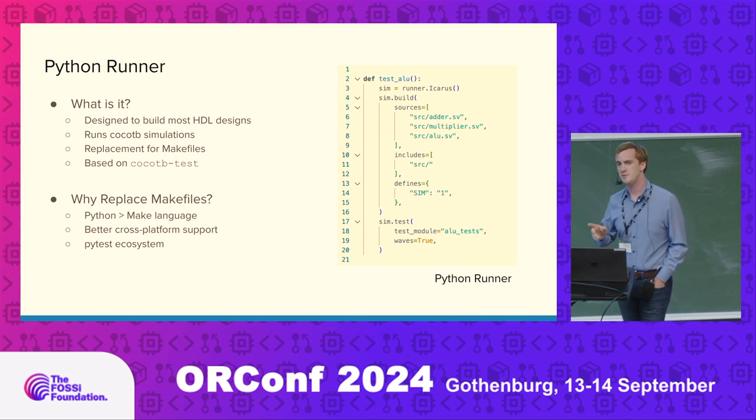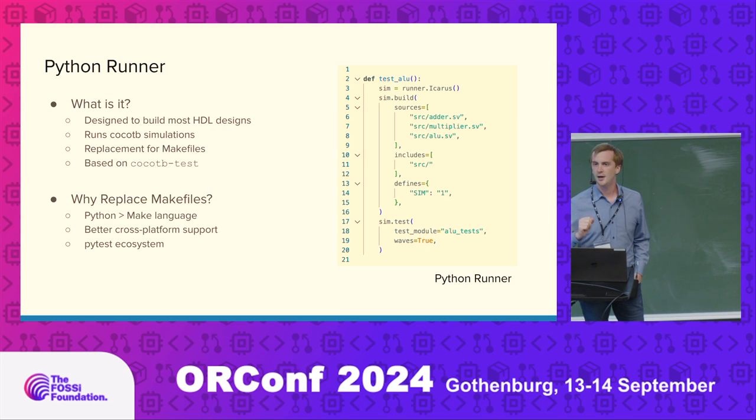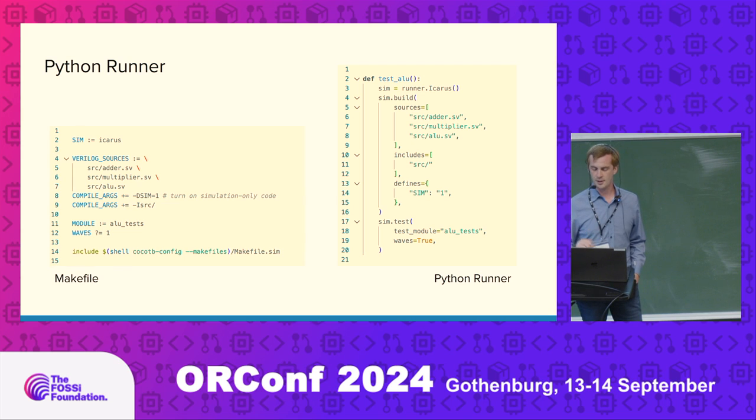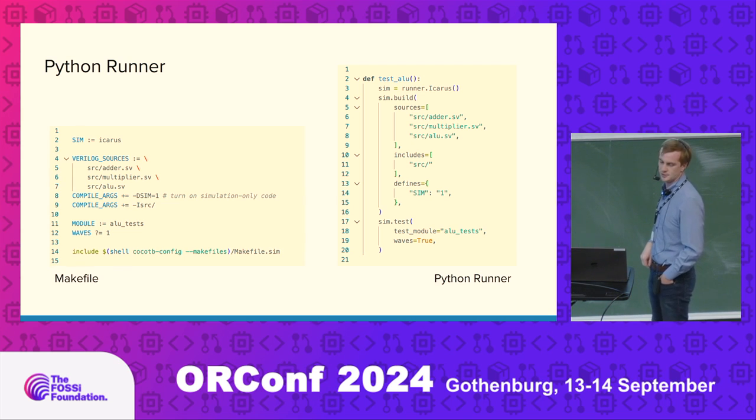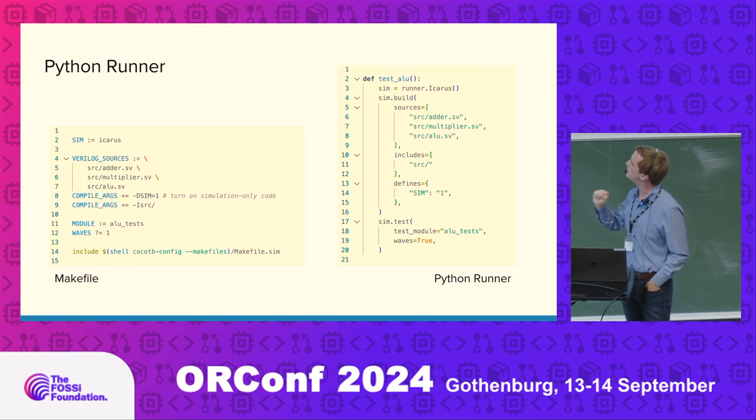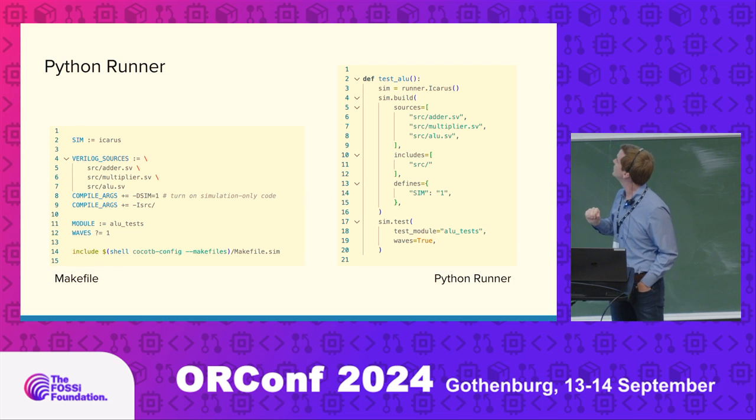It was originally based on cocotb-test by Tomasz Emperek, and he's moved that into cocotb proper. The fun thing here is we can leverage the Python ecosystem, the PyTest ecosystem. Here's a little comparison between the two: selecting our simulator, Icarus, we have our sources and setting up defines, includes, and all that. But with the Python runner, we have a little bit more abstraction available. We're defining includes and defines instead of having to know what the actual option syntax is for the particular simulator, which makes it easier to switch between simulators.